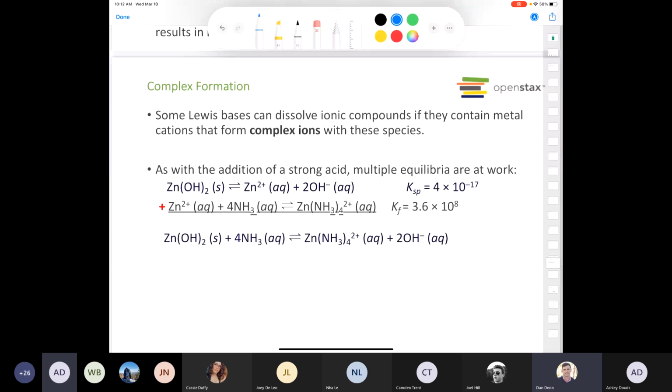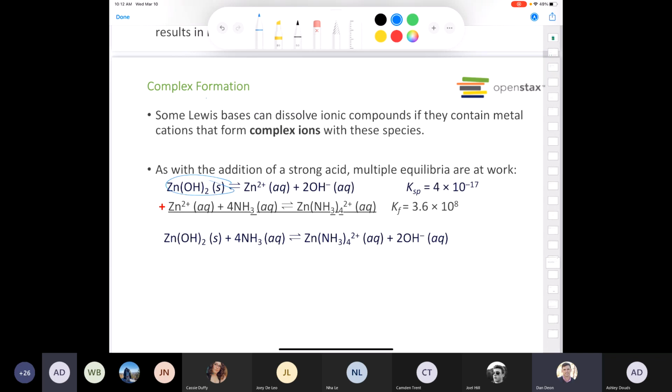Here's an example of a Lewis base dissolving an ionic compound by the formation of a coordination complex. Similar vein here, if you look at the zinc hydroxide, now instead of using a strong acid, we're using a Lewis base, meaning ammonia, to increase the solubility of the zinc hydroxide.